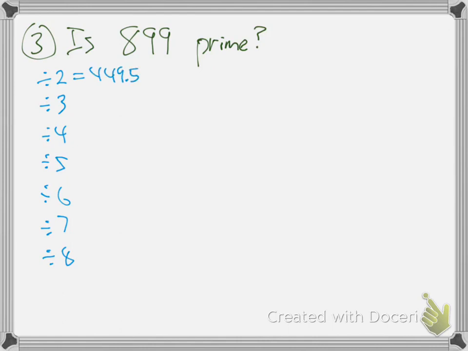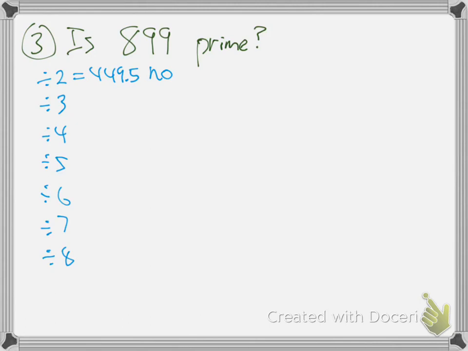449.5, which is not clean, right? We mean goes in clean. No decimals, so that'd be a no. And you already knew without hitting the buttons that 899 did not divide by 2, right? How'd you know 2 didn't go in evenly? Because it ends with a 9, right? You know the rule for 2.